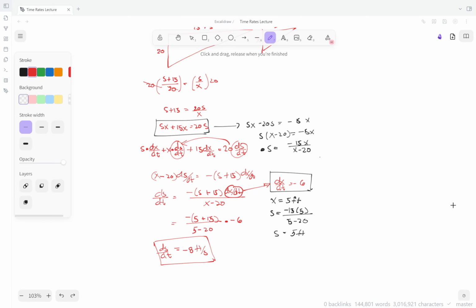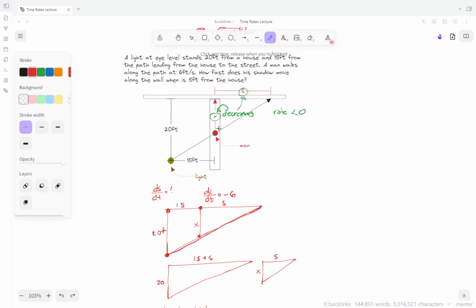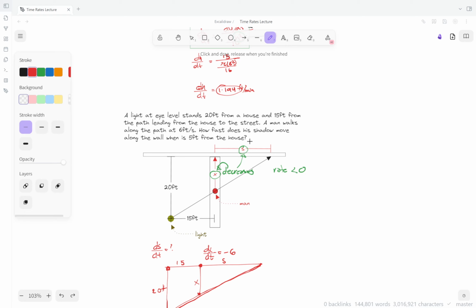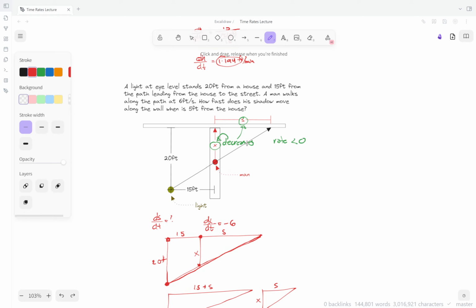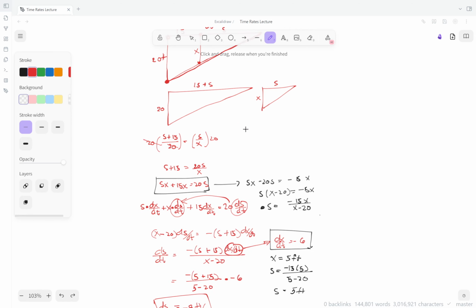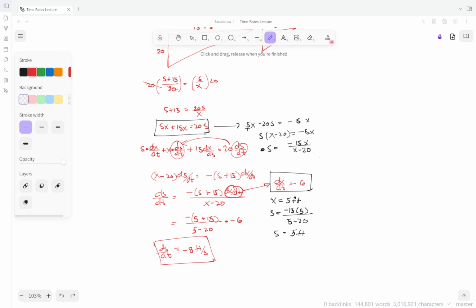So during the time when the man is 5 feet away from the house, the rate at which the shadow moves is 8 feet per second. Notice that this tells us that the speed of the shadow is faster than the speed of the man himself. So yeah, that's interesting. Maybe you can use this not just for a fictional person moving, but maybe for things like ray tracing.